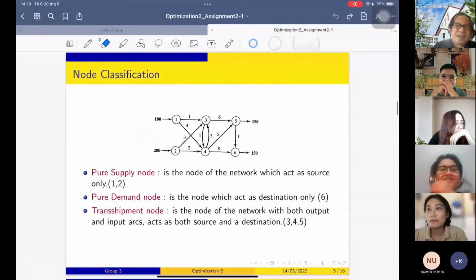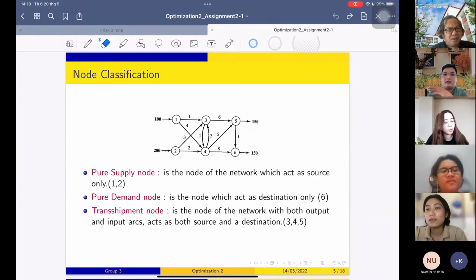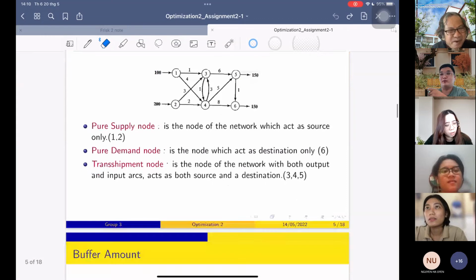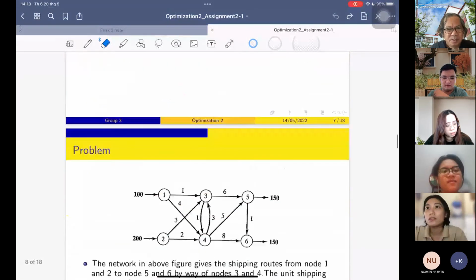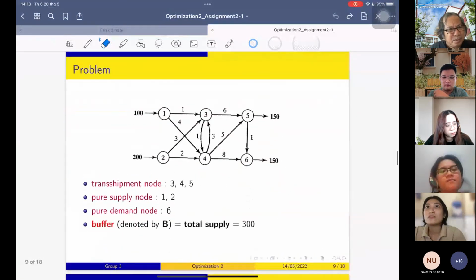And I will find out optimal solution. So what is solution? What is optimal? A lot of things. You never give any definition. It's really terrible.